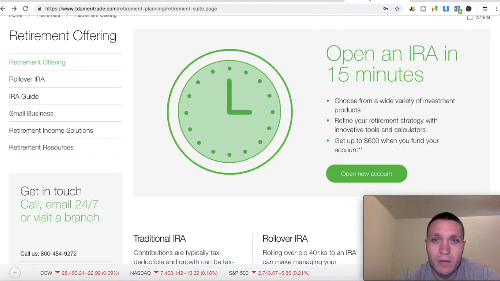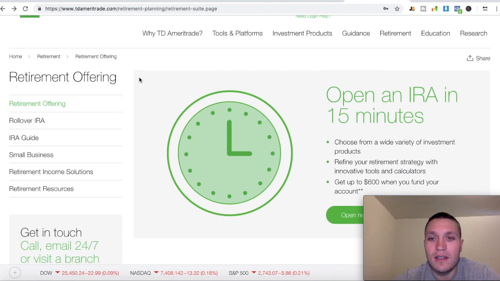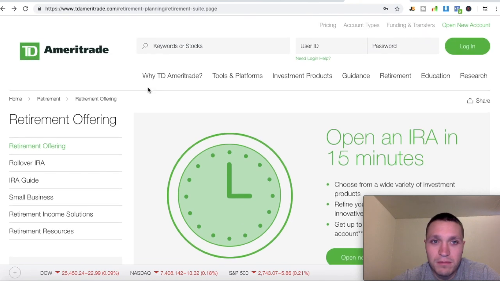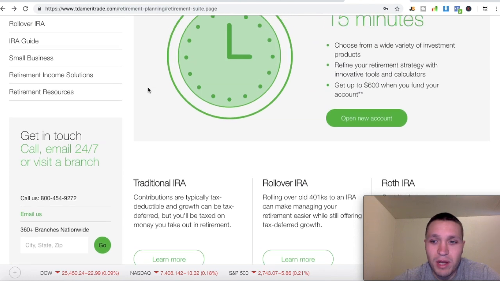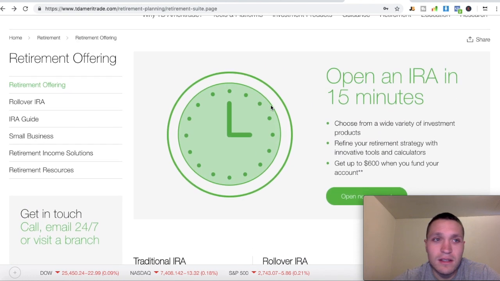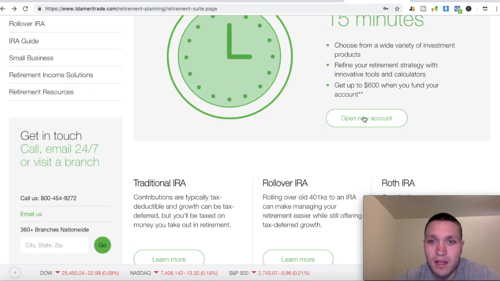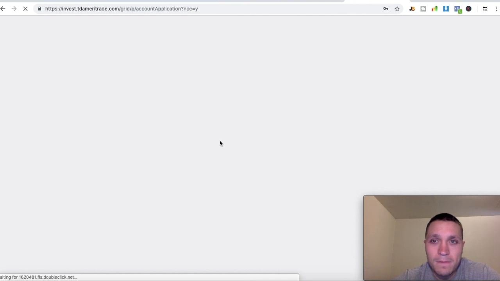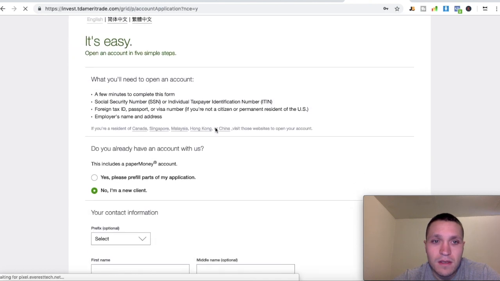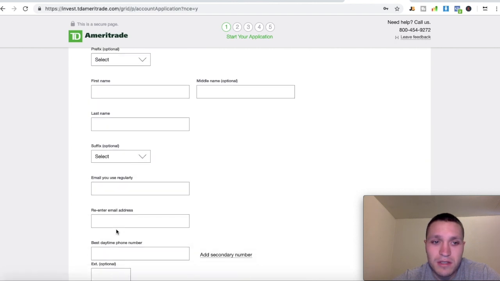Okay, so first off, we have to go over what's different, or what is a traditional and what is a Roth. I'm going to be going through TD Ameritrade just because I have all my accounts through them. It's the only reason, not affiliated with them or anything, but I've used their platform for years now and I really like it. So all you have to do is type in TD Ameritrade, go to their website, and select open a new account. In here, if you already have an account, you can pre-fill parts of your application. If not, this is your main application.